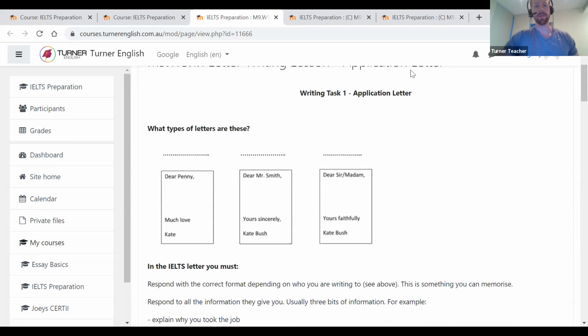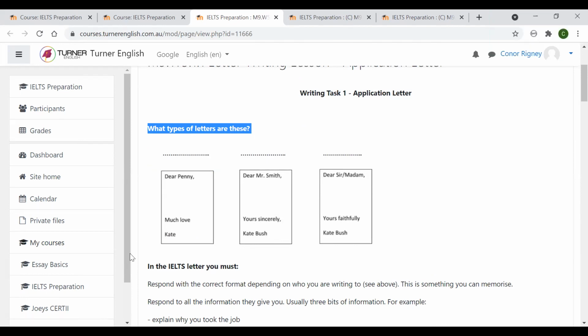Okay, so guys, a little activity for us. Can you guys look under writing task 1, application letter? It says, what types of letters are these? And it has 3 openings. So Andrea, can you read the first opening with Dear Penny? Dear Penny, much love, Kate. This is an informal letter. Informal. Very good. Okay, and why is it informal, everyone?